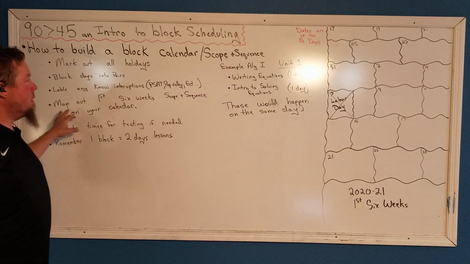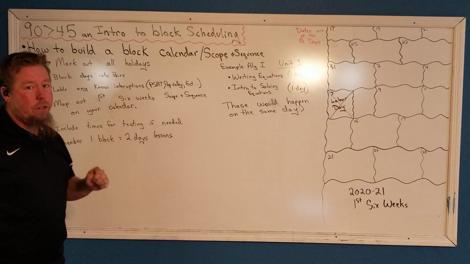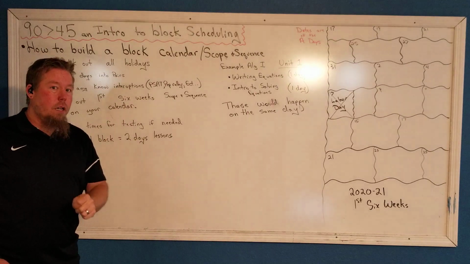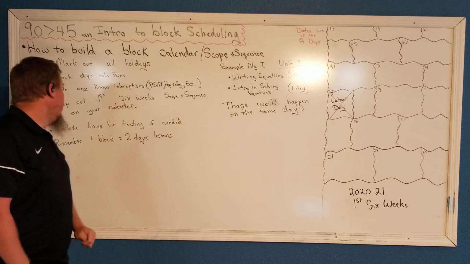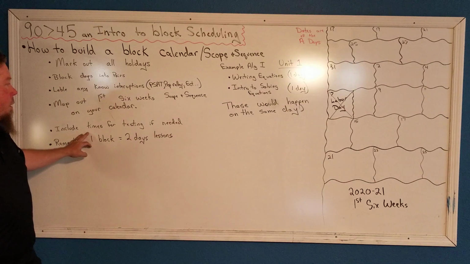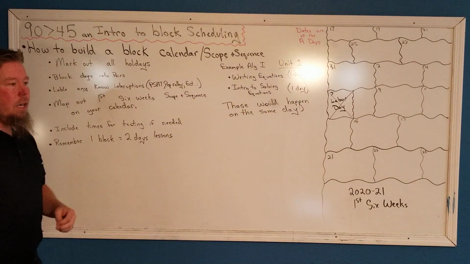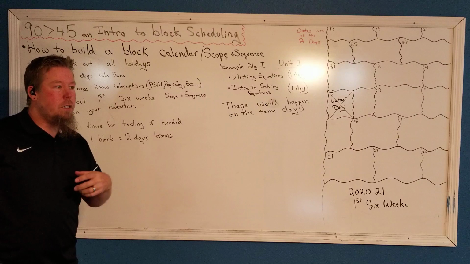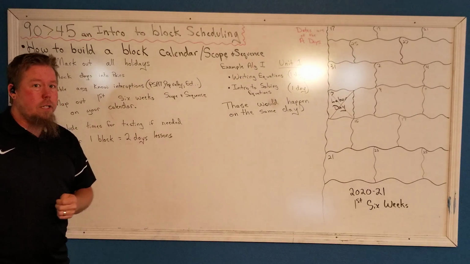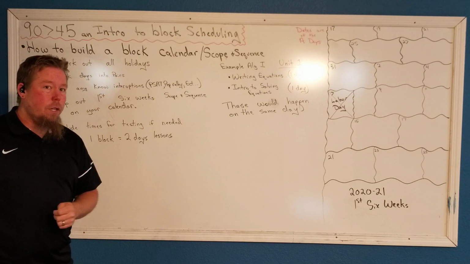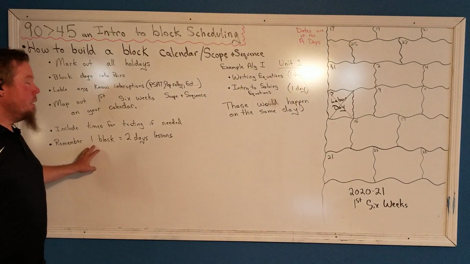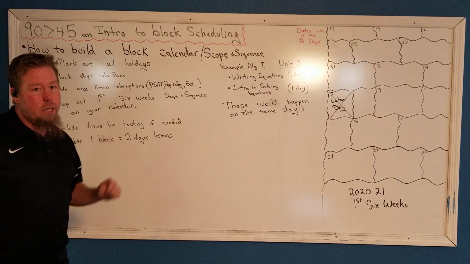Then you want to map out the 6 weeks, scope and sequence onto your calendar. And that's where the work is going to come. This is where the hard part comes in, okay? And you're going to want to make sure you include times for testing if needed, depending on if you have benchmarks or district tests or school-associated tests that maybe your administration is wanting you to do, things like that. You want to make sure that's on there. And just remember, one block equals 2 days worth of lessons, okay?